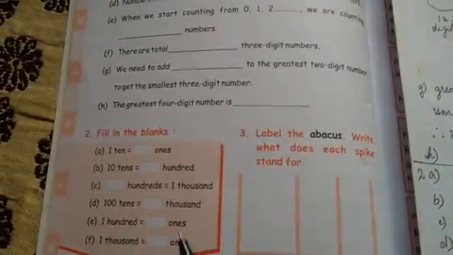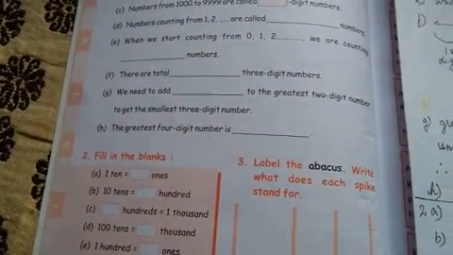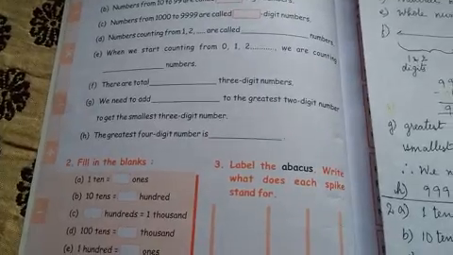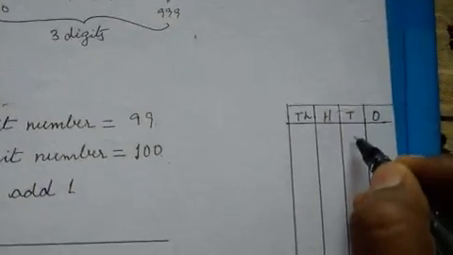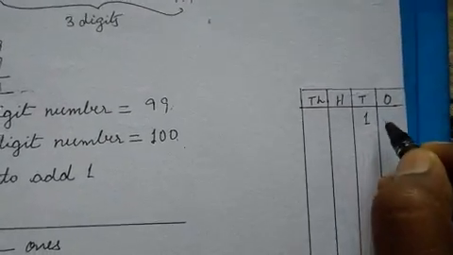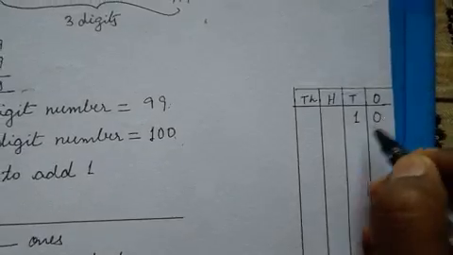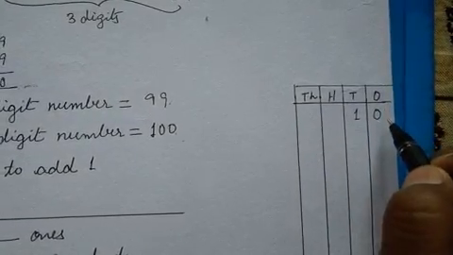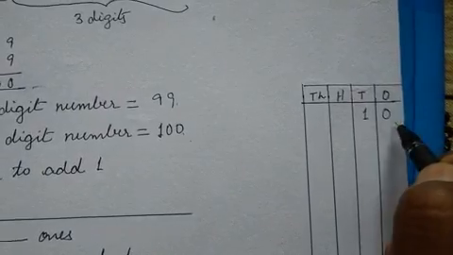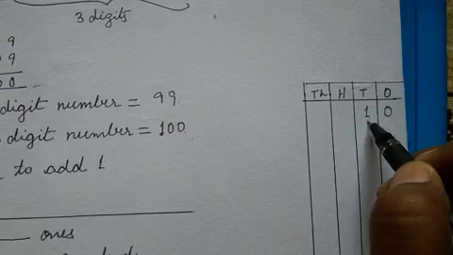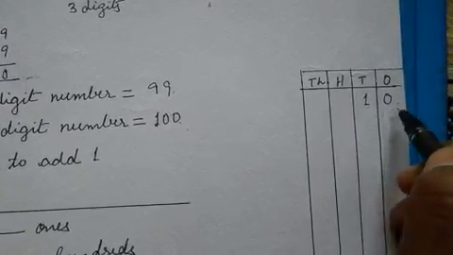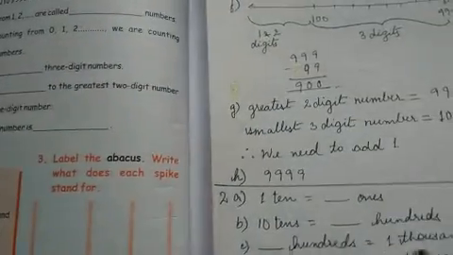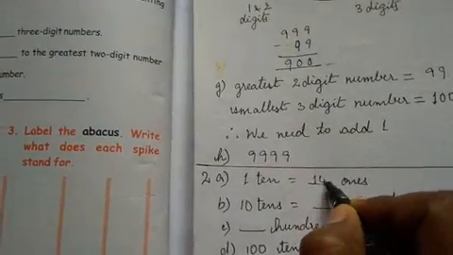Now, question number 2 says, 110 is equal to how many ones? If we write 110 and this place goes empty, then from this perspective, this becomes 10. So 110 becomes 10 ones. From this perspective, this is actually 10. So 110 is equal to 10 ones.